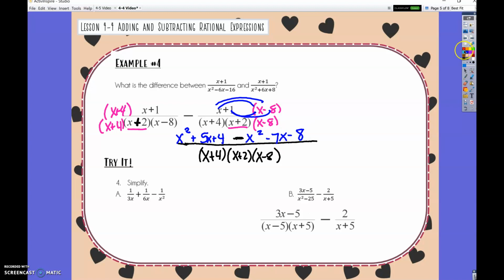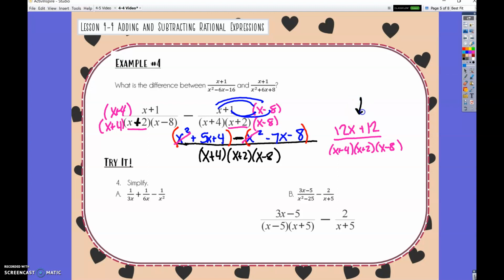Here's where subtraction becomes an issue. I definitely recommend using parentheses, maybe even around both of them, and here's why. This subtraction sign has to be pushed through to every piece. So I will have, on the top, x squared, take away x squared, that'll be gone. Here's where students will mess up. 5x, take away negative 7x. That's actually going to be 12x. And 4, take away negative 8 is actually like adding, so I'd have 12. Then I'll rewrite my common denominator. And this will end up being my final answer, so I'm done.